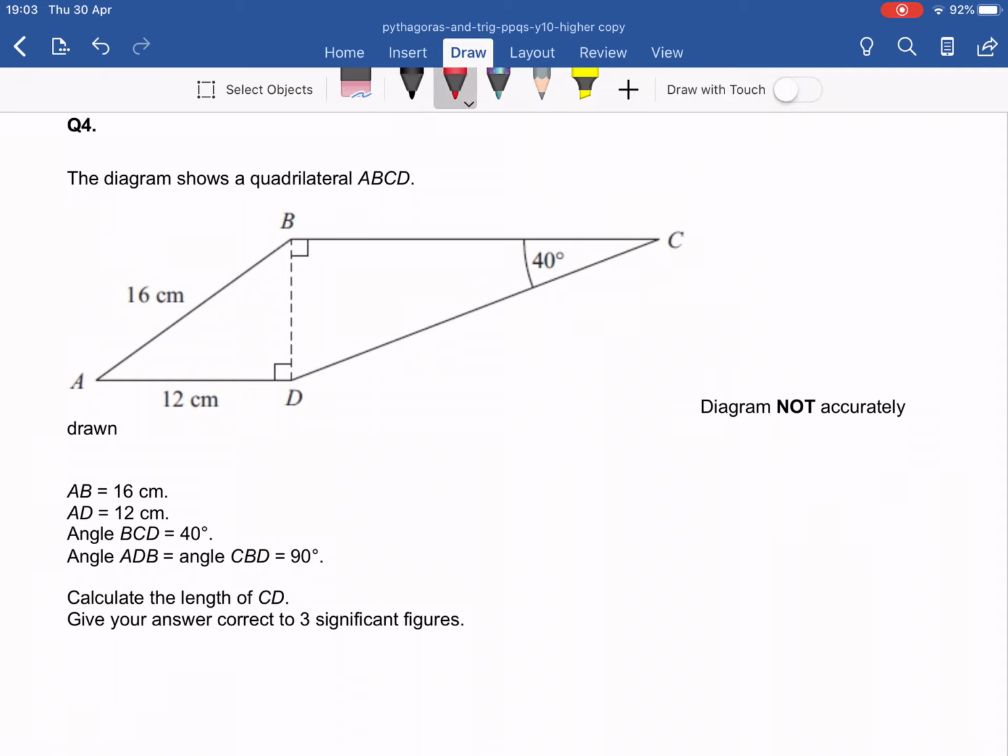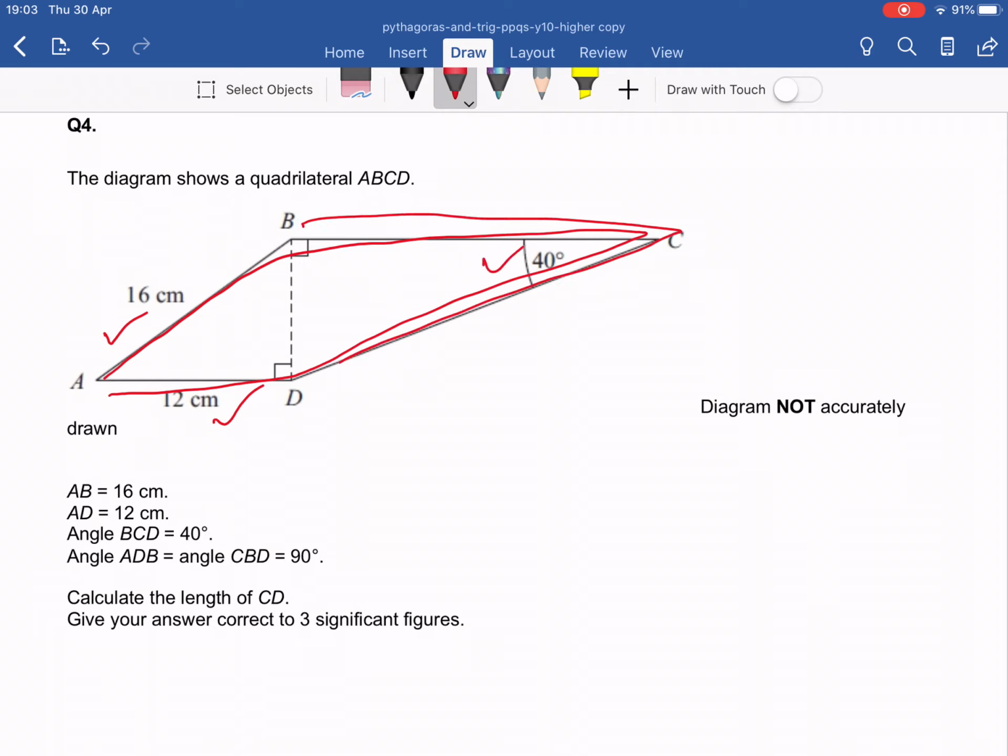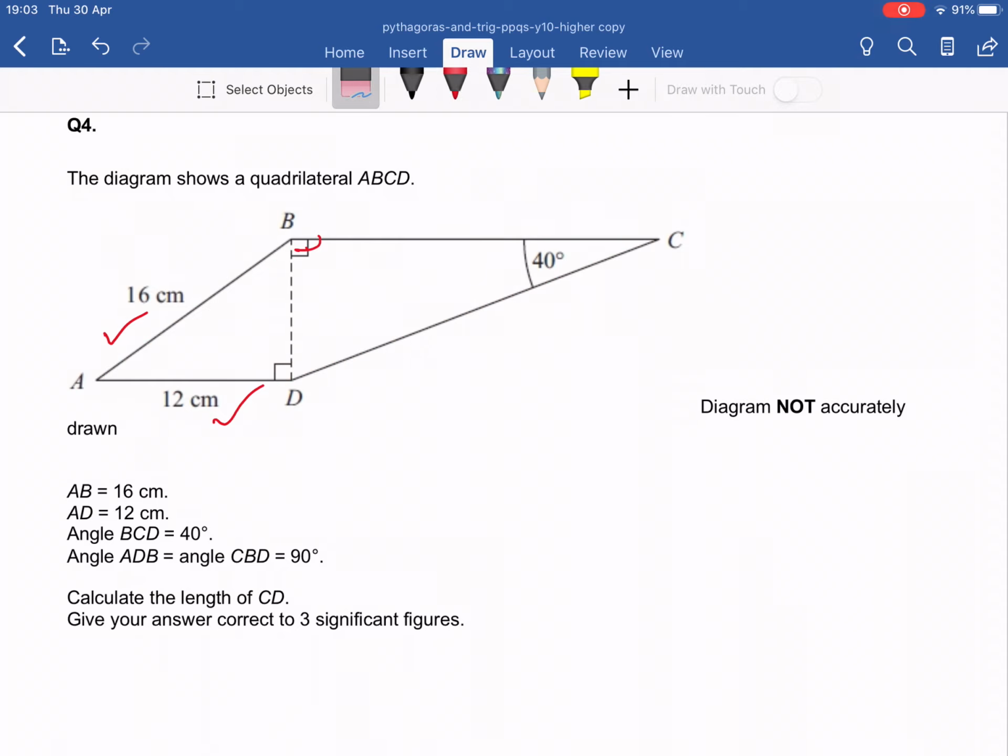So I've got a diagram and it's a quadrilateral ABCD, and it's giving me the side lengths. It's giving me AB, that's 16. It's giving me AD, that's 12. It's giving me an angle BCD, that's 40. And it's giving me the two right angles. Always check, is everything annotated on the diagram? In my case, yes, it is. So I can move on.